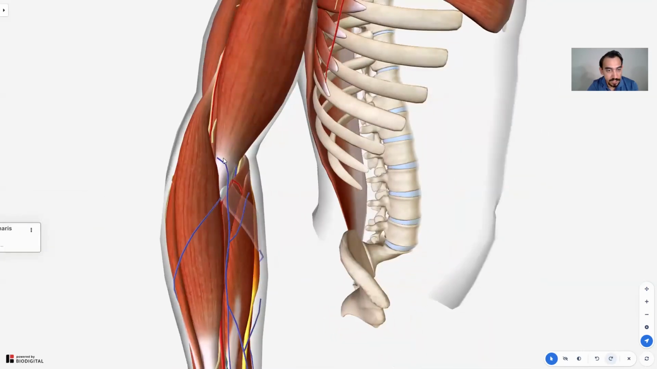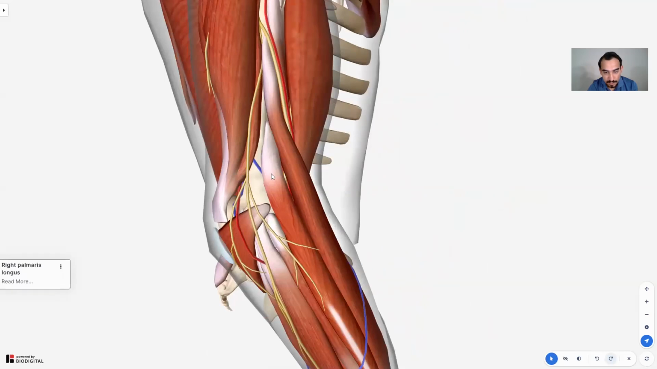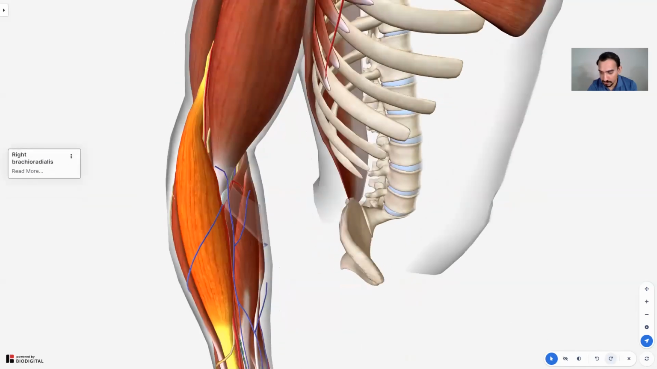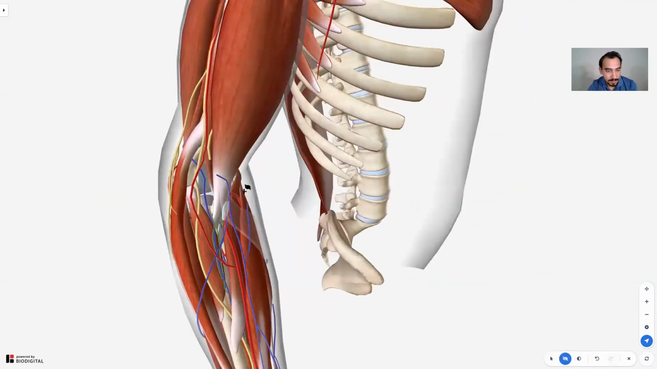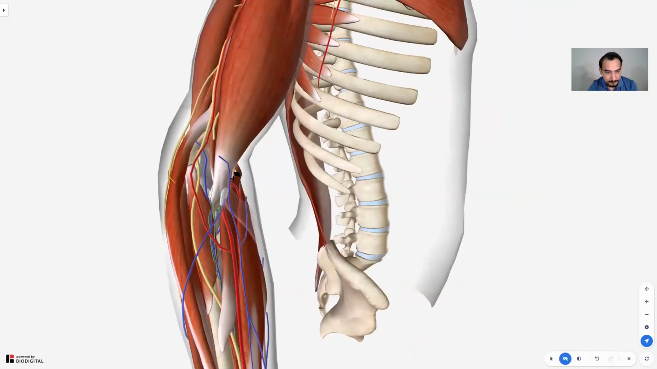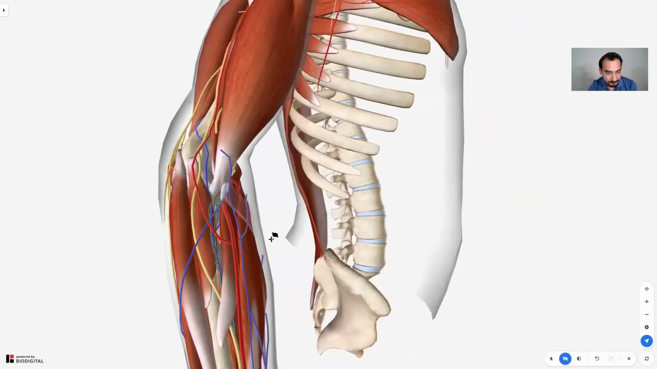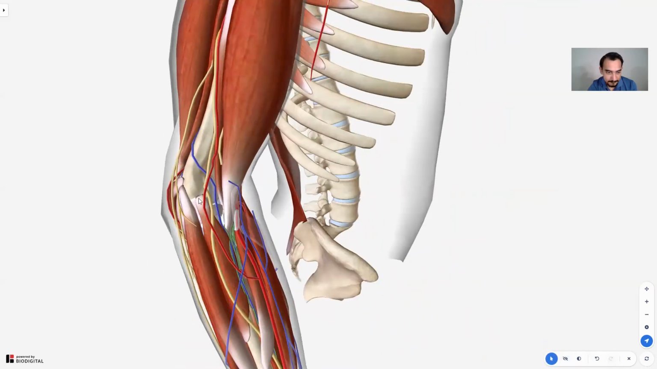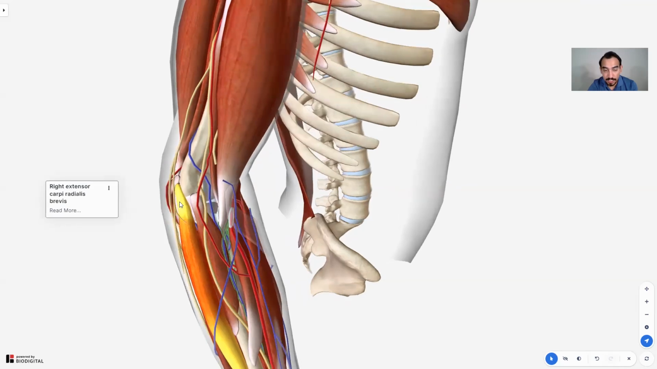Coming to this side, the one at the top is your extensor carpi radialis longus. Where is brevis? Let's find brevis. ECRB. This is the one from the lateral epicondyle, and it gets injured in tennis elbow. I think we covered everything.